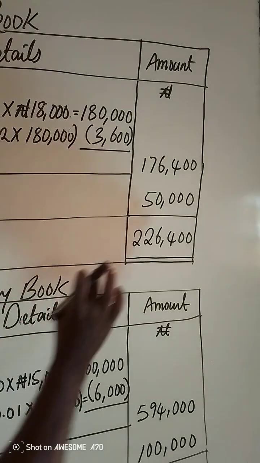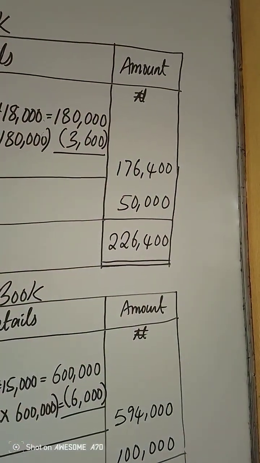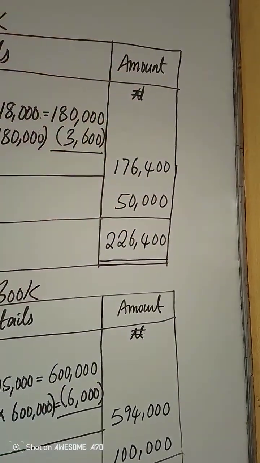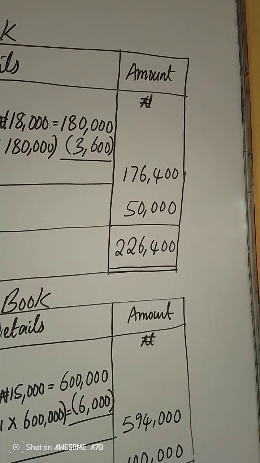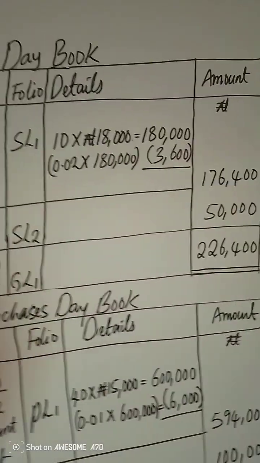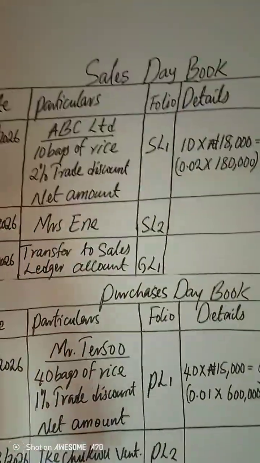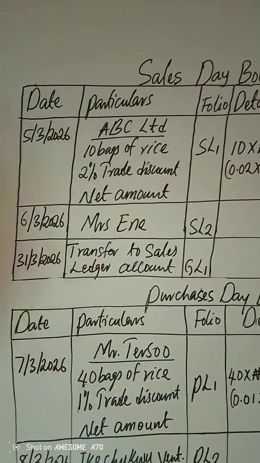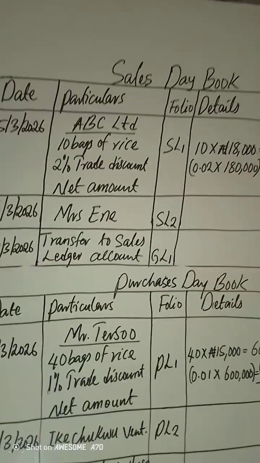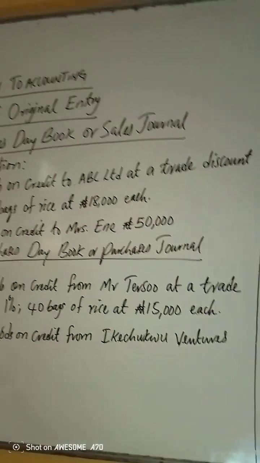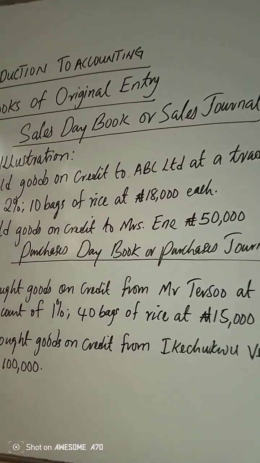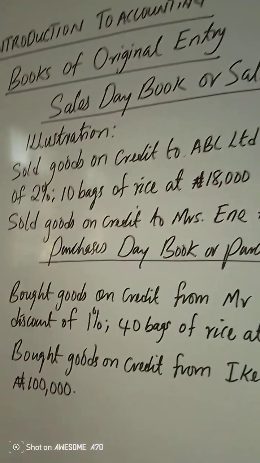226,400. And mind you, you must close with 2 lines. These 2 lines are very, very important to show that the account has closed for that month, which is 31st of March, or the year as the case may be. Mind you, this is how a sales day book is prepared and it is very clear. If you follow, you don't have any issue. The transactions, if you are up to 5, 10, 20, any amount, you just follow the procedure and you get it right. That is the format.